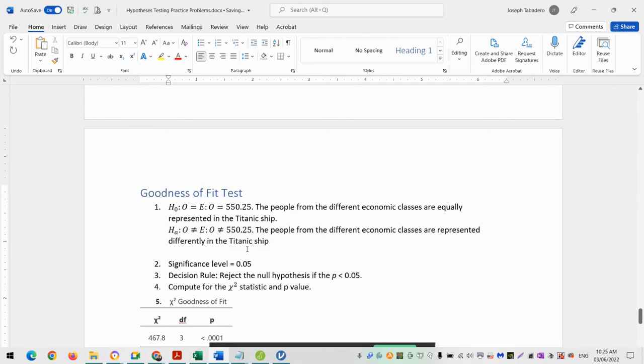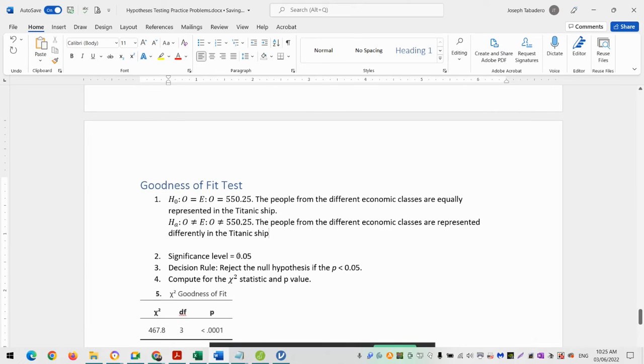The significance level, we can write na yung significance level natin, alpha is equal to 0.05. The decision rule being to reject the null hypothesis if the p-value is less than 0.05.